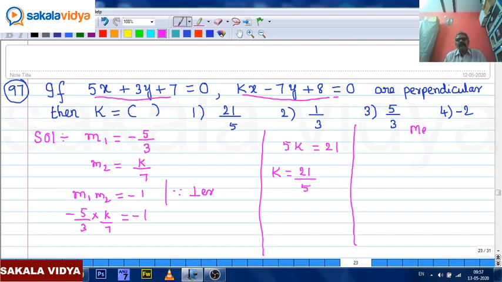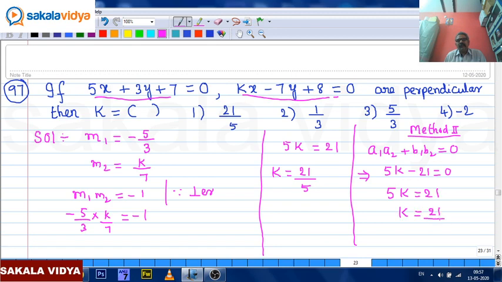Method number 2. So what is the method 2 means? a1 a2 plus b1 b2 should be equal to 0. a1 is 5, a2 is k, 5k, b1 is 3, b2 is minus 7, 3 into minus 7 is minus 21, equals 0. 5k is equal to 21, k is equal to 21 by 5. So first option is the right option.